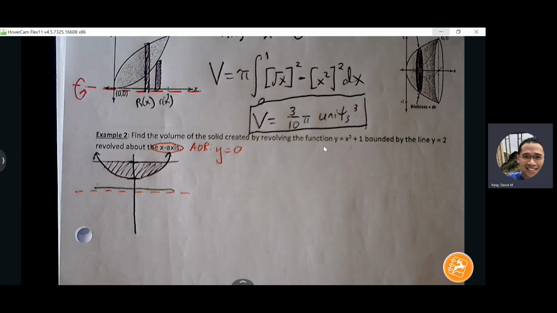Now, let me extend something here before. What if the dotted line was here? And I'm rotating around this dotted line, around y equals 1. Washer or disk? Still washer. Why is that? It's touching. I know it's touching. But there's still a gap, right? It's not a flat surface, right?